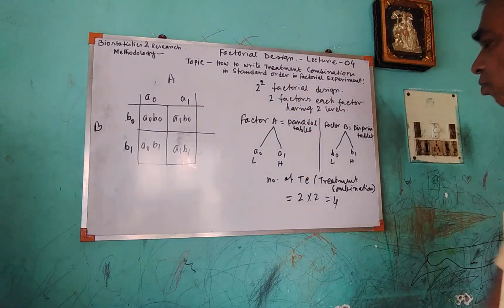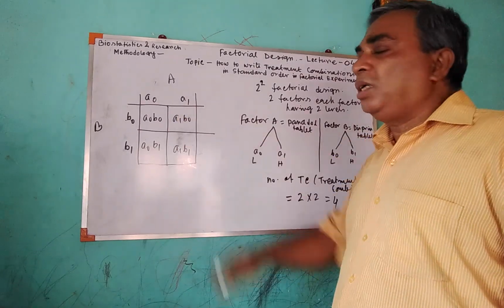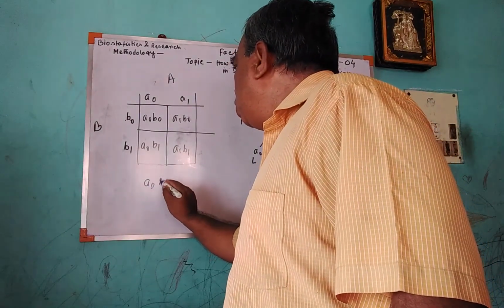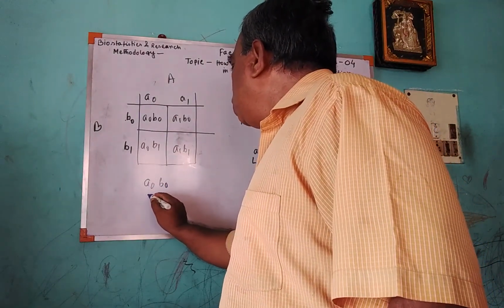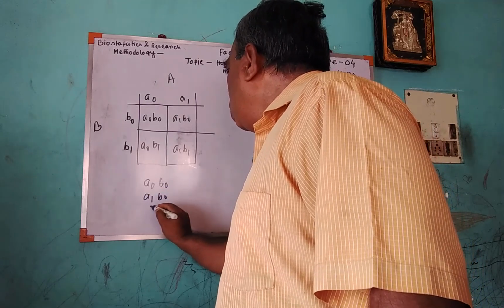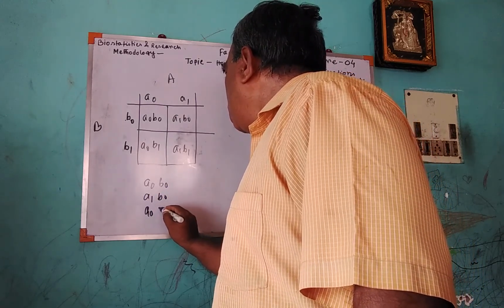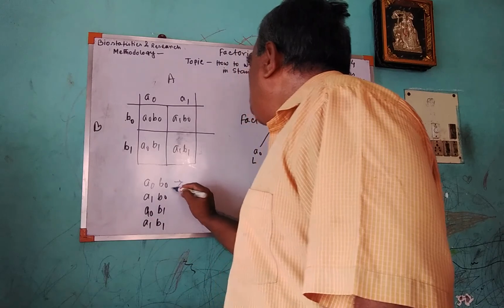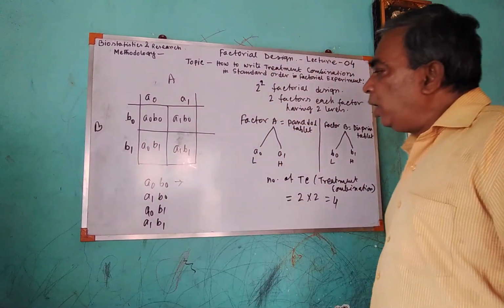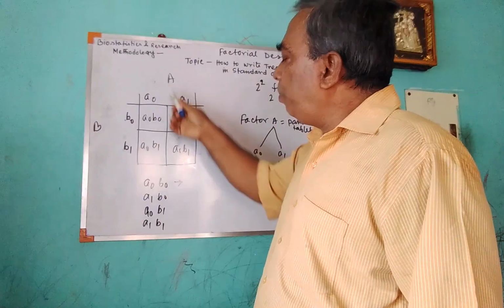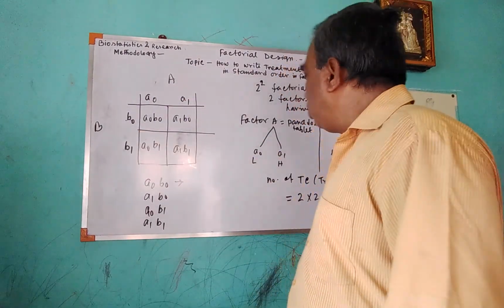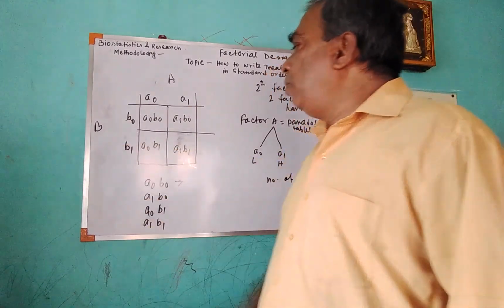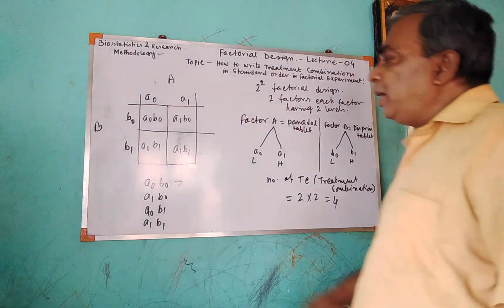So here you are getting 4. Then how to write the 4 treatment combinations? They can be written as A0 B0, A1 B0, A0 B1 and A1 B1. What do you mean by A0 B0? It means both at lower level: lower level of factor A and lower level of factor B. A is the Panadol tablet and B is the Disprin tablet. Both are lower level we are applying.